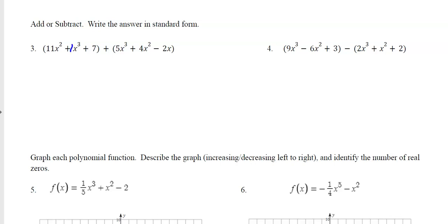I'm just going to go, 1x cubed plus 5x cubed, so that's 6 of them. That's the largest one, so those are gone. Now we have to deal with the x squareds. So I have 11 plus 4 more. It's going to give me 15 x squareds. So they're gone.